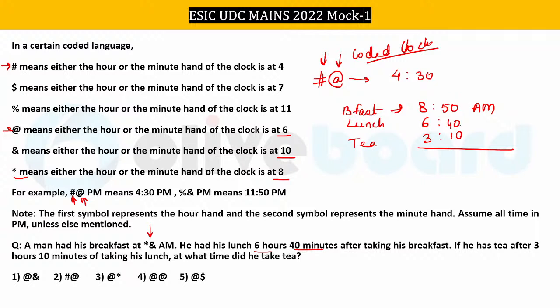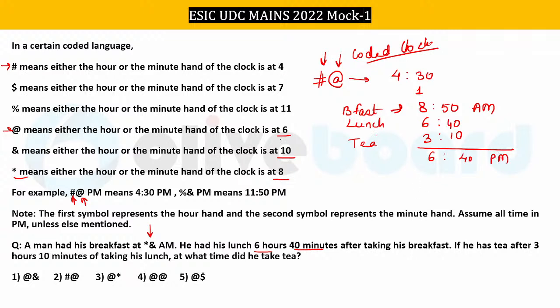So 50 plus 40 gives you 90 minutes. 90 minutes plus 10 minutes, that is 100 minutes. So 100 minutes means 1 hour and 40 minutes, right? So that's your total. And 8 plus 6 is 14, 15, 15 plus 3 is 18. So 18 means 6 here, right? So we have 6:40 p.m. I hope this is clear.